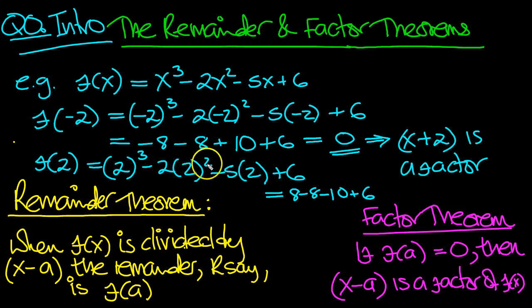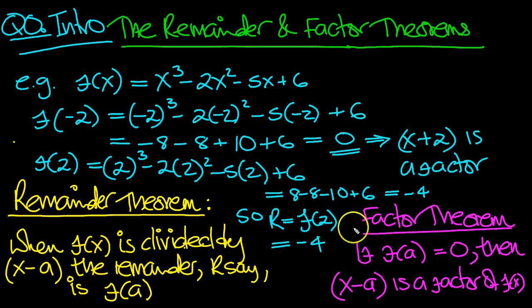2 cubed is 8. 4 times 2 is 8 with a minus. Minus 10 plus 6 is minus 4. So the remainder r, and we're told the remainder is f of a, so f of 2 equals minus 4. So there's the actual using them in practice. That's how they're used. Once we know x plus 2 is a factor, then we can divide that into that.